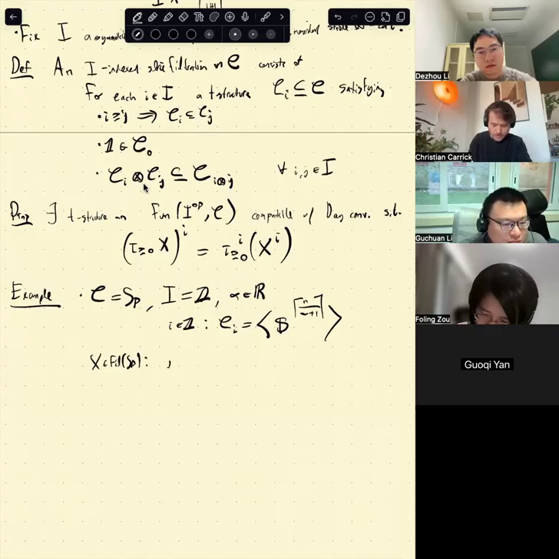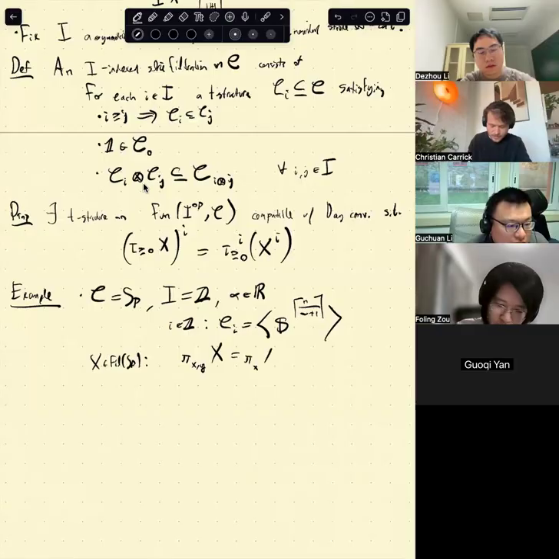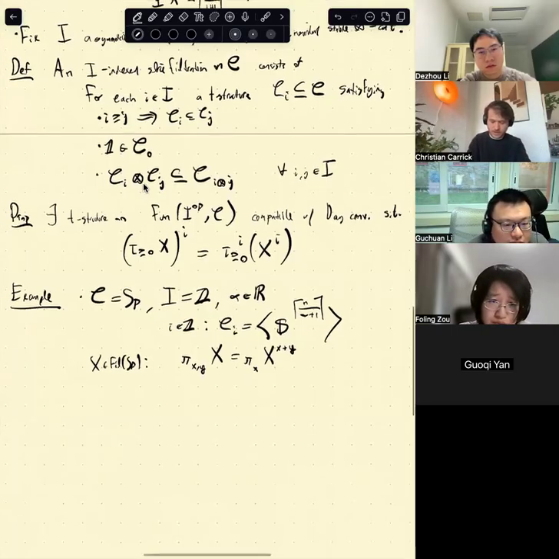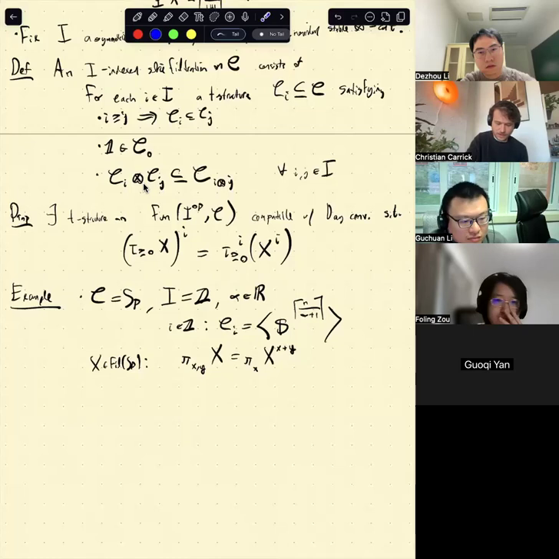And if X is a filtered spectrum, I want to define the bigraded homotopy groups of X. Pi x, y, where little x and little y are integers, would be pi x of big X, x plus y. So X is a diagram from Z to the spectra, and I can evaluate it at an integer like this. So that's what the superscript notation means here. So this is my definition of bigraded homotopy groups.